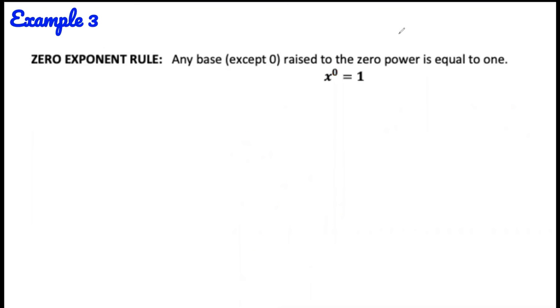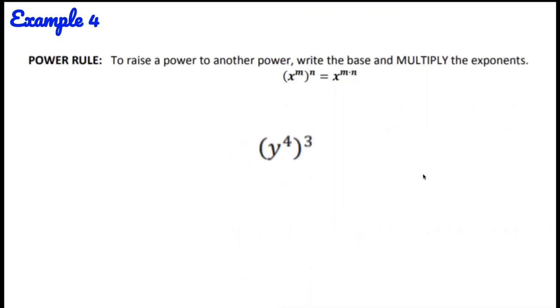Let me go ahead and clear. That was the 0 exponent rule. Now here comes my favorite one, the power rule. This one says to raise a power to another power. So basically we are Super Mario and now we're Super Ultra Mario. We raise our power one more time. We keep the base, and we multiply the exponents.